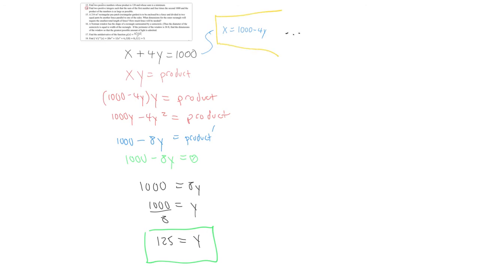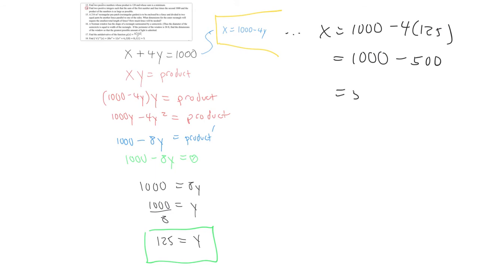So that's going to be x equals 1000 minus 4 times 125. Well, 4 times 125, I believe, is 500. So that's going to be 500. Boom. So those are the answers.